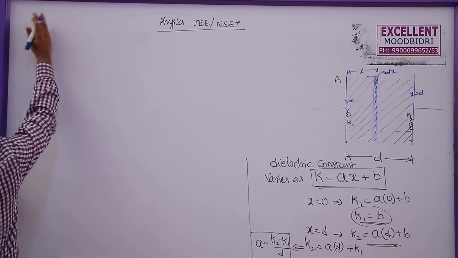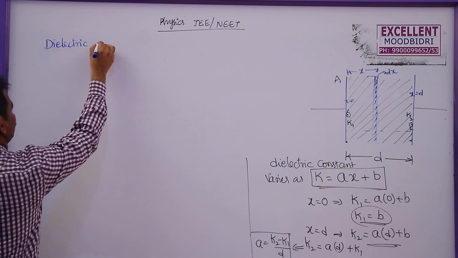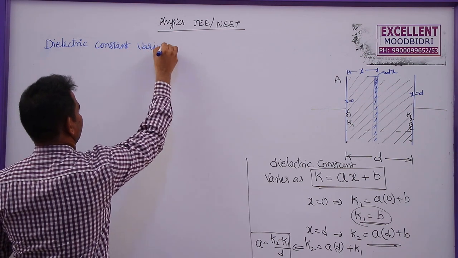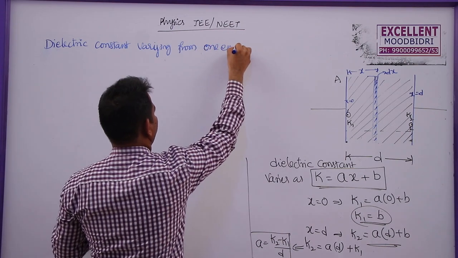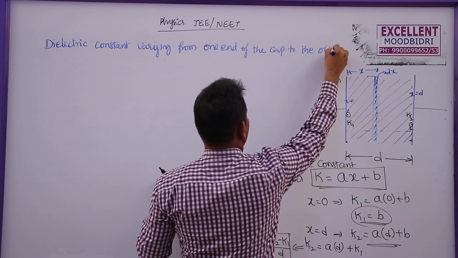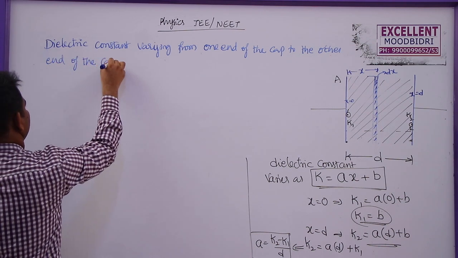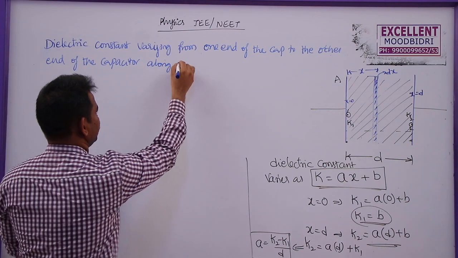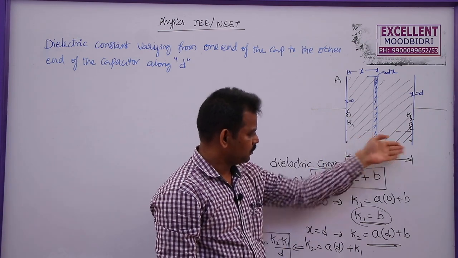Here the dielectric constant is varying from one end of the capacitor to the other end of the capacitor along D. So its value is changing from this plate to this plate along this D.